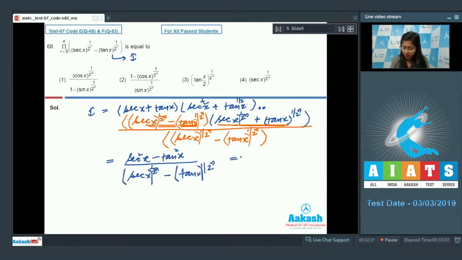Now, numerator becomes 1 and if I multiply it by cos x raised to the power 1 upon 2 raised to the power n, so in the denominator we will be left with 1 minus sin x raised to the power 1 upon 2 raised to the power n. That is, the correct answer is given in option number 1.